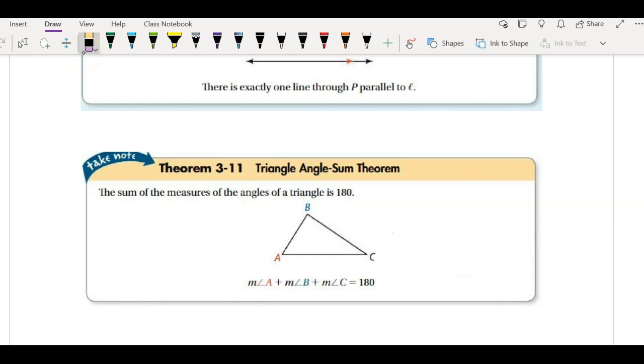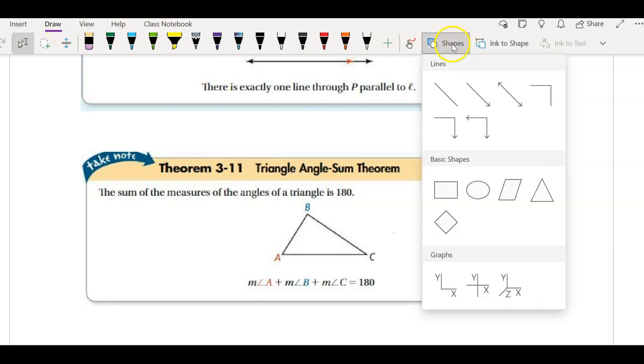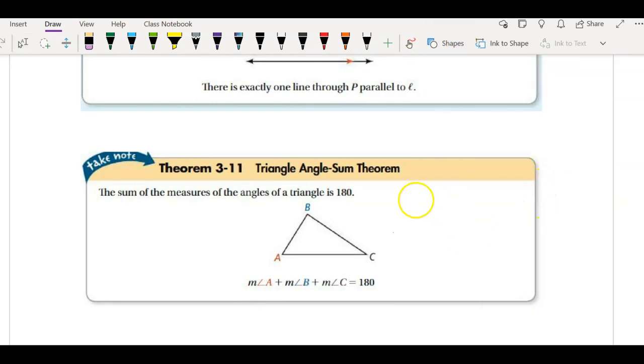Okay, so let me do this. So this triangle, the sum of the angles on the inside is 180. This triangle, the sum of the angles is 180. So it doesn't matter how close it is, all of these are equal to 180 no matter what the shape of the triangle.